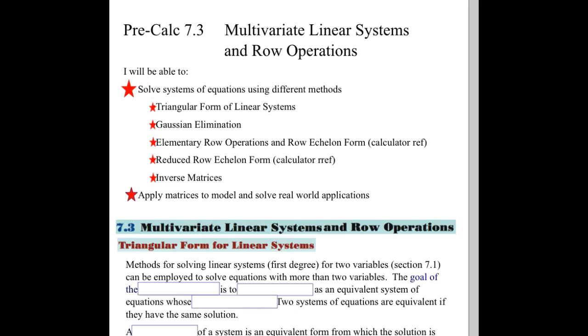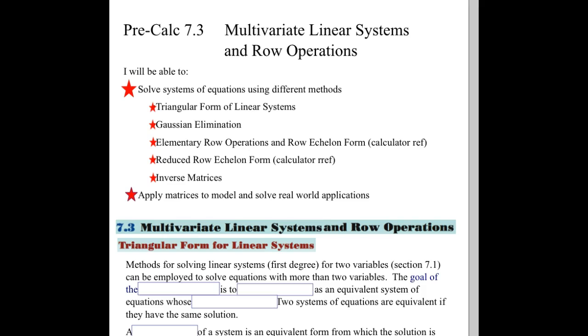So today we're looking at section 7.3. We will be spending a couple days on this one. It says multivariate linear systems and row operations. Basically what we're doing is we are looking at solving systems that have more than two variables. And we're going to incorporate some of what we did in 7.1 with the substitution and elimination methods.